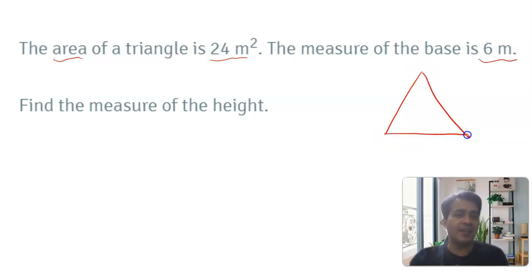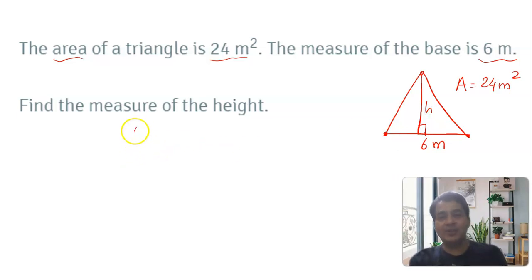So they have given you a triangle. Let's say triangle ABC, and the area is given. The area is 24 meter square and the base is 6 meter. They are asking you what's the height of the triangle. Let's use the formula of area.